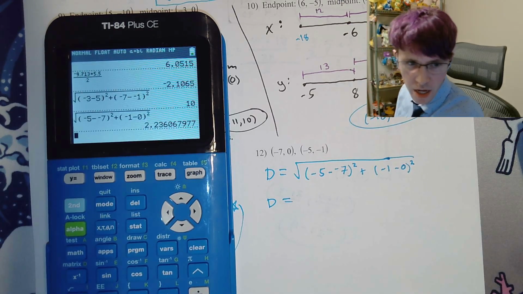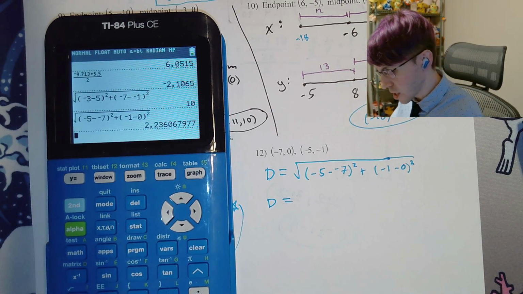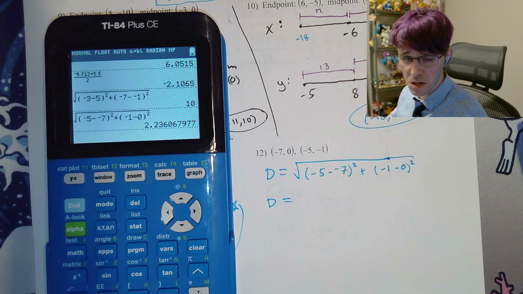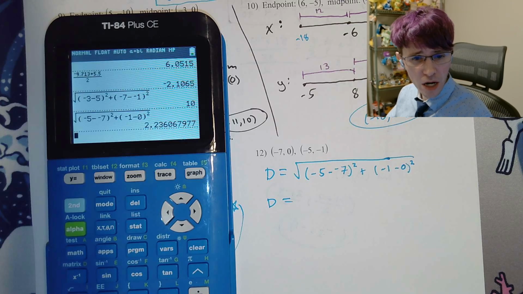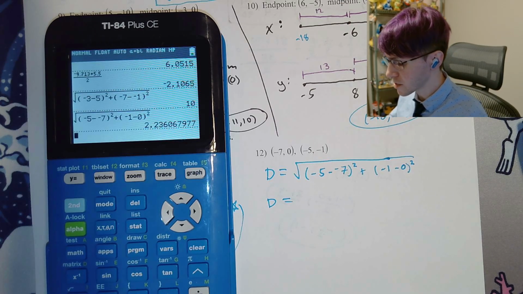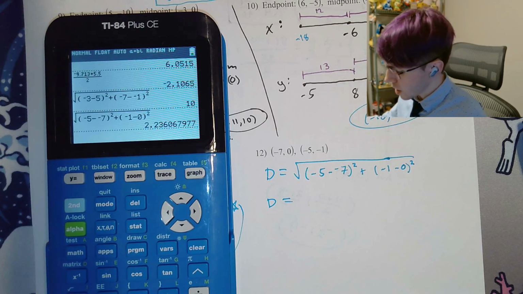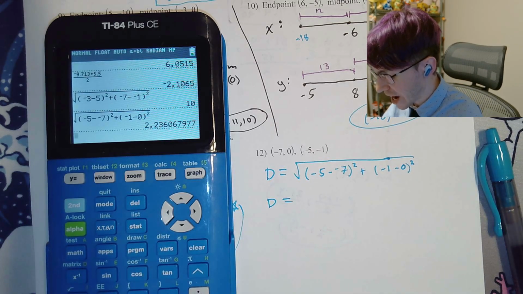You hit enter and you get this decimal. Decimal here is going to be not okay because it's an irrational number. It's going to be an approximation. There will be times where you're asked for an approximate distance, and there will be times when you're asked for a distance. When you're asked for a distance, you do need to give the exact answer. So what you're actually going to do is plug it in without the square root.